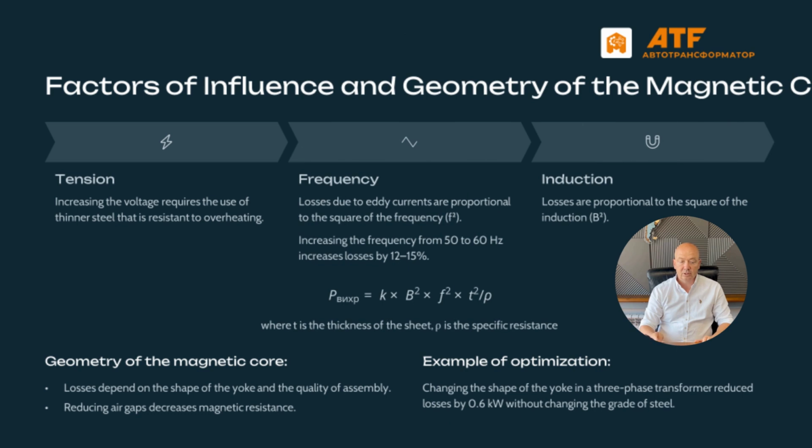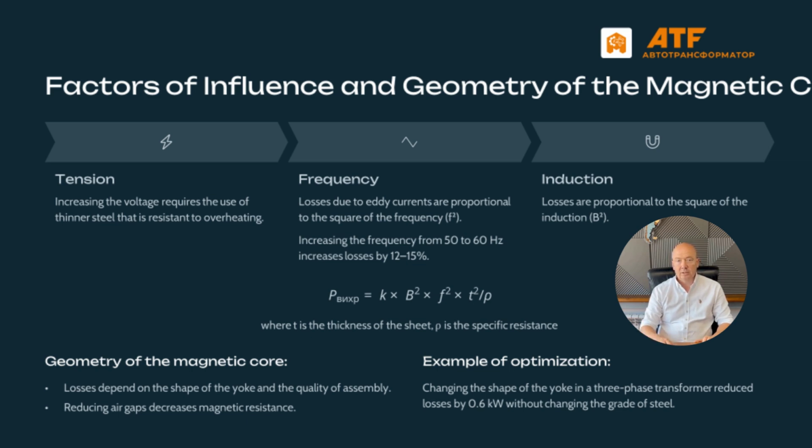Losses are influenced by voltage, frequency, and magnetic induction. Eddy current losses increase with the square of both frequency and magnetic flux. Higher voltage or frequency requires thinner, more heat-resistant steel. For example, raising the frequency from 50 to 60 hertz increased losses by 12 to 15%.